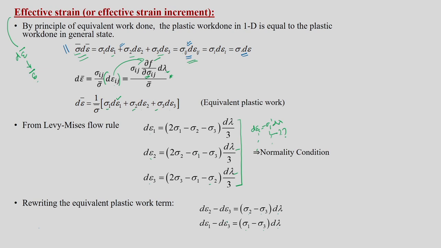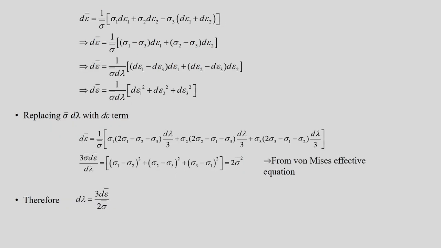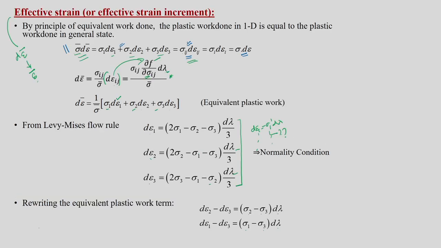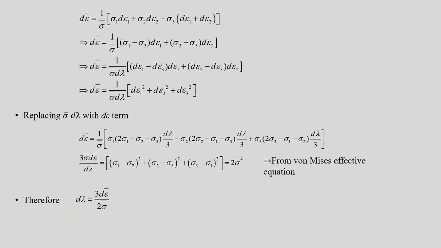Small adjustments I am going to do here to get something which will be useful for me to rewrite it later on. So in the next step, d epsilon bar is equal to 1 by sigma bar into sigma 1 d epsilon 1 plus sigma 2 d epsilon 2. In the previous equation I have written sigma 3 d epsilon 3. Now d epsilon 3 I am going to rewrite in terms of 1 and 2. So minus d epsilon 3 would be equal to minus of d epsilon 1 plus 2. So I am going to get a minus here, and these 2 are going to be added within the brackets.